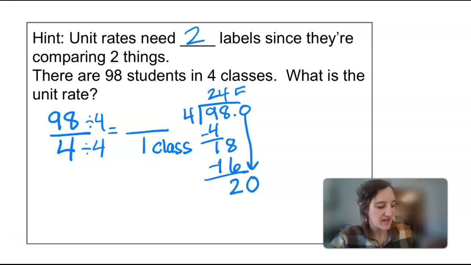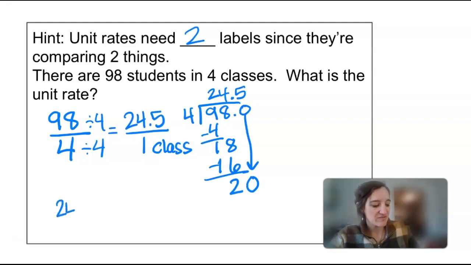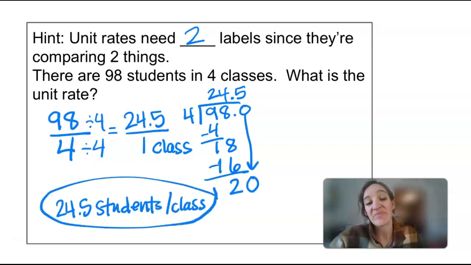4 into 20 will be 5. Bring the decimal point up. 24.5. So 24.5 students per class. Now, this is the unit rate, but is Mrs. McKell, the principal, going to really put 24.5 students in each class? No, right? You can't have 0.5 students in a class. So what does that mean? Well, maybe some classes will have 25 students and some classes may only have 24 students, but it will all even out to be a total of 98 students in those 4 classes, correct?